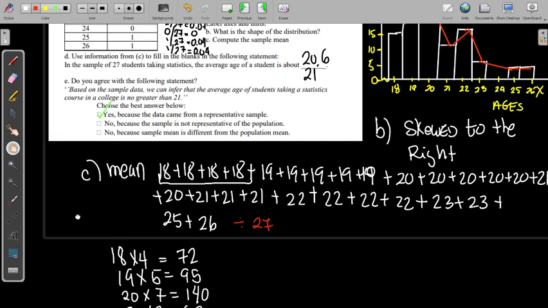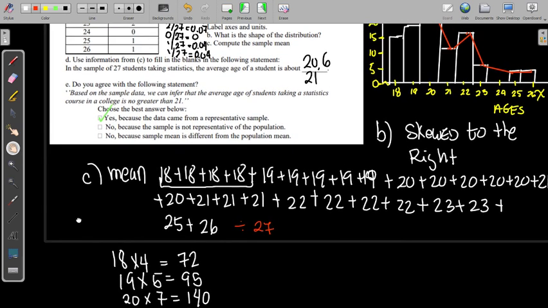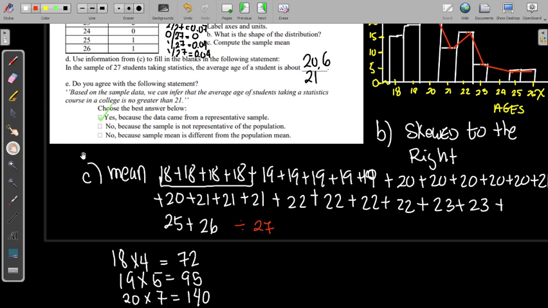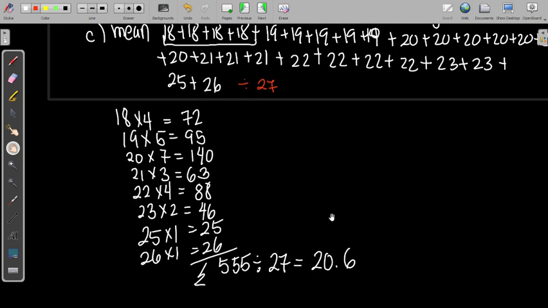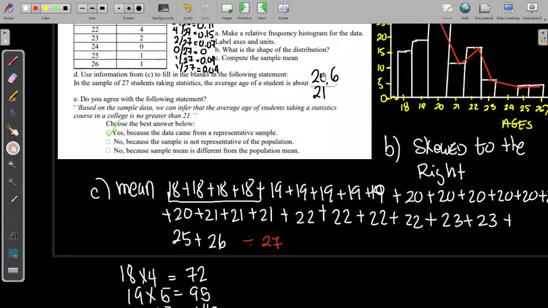D. Use information from C to fill in the blanks in the following statement. In the sample of 27 students taking statistics, the average age of a student is about, well, the average age is 20.6. So I will accept 20.6 or 21.